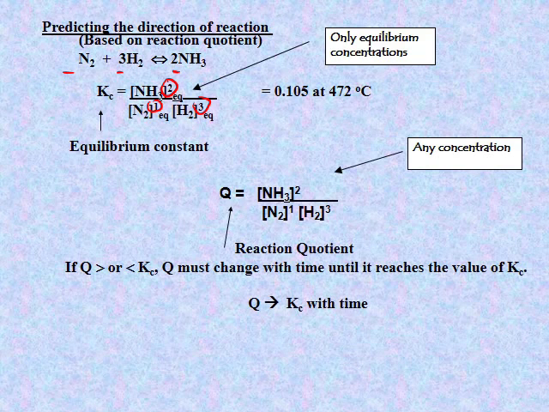The Kc value is well known at 472 degrees centigrade for this particular reaction, which is 0.105. No matter what concentration you begin with, eventually the reaction will reach equilibrium and the value is going to be 0.105 for the equilibrium constant at 472 degrees centigrade. As temperature changes, this number also changes. Now then, what is the Q value?